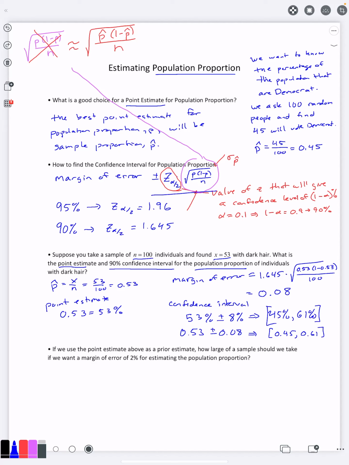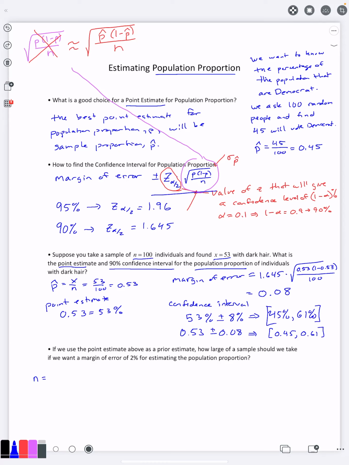What if this is before you have actually done your sample, and you say, okay, I want to take a sample and I want it to be fairly accurate. I want to determine how big of a sample I need to be as accurate as I want it to be. And you're going to have two formulas for this depending on the context.